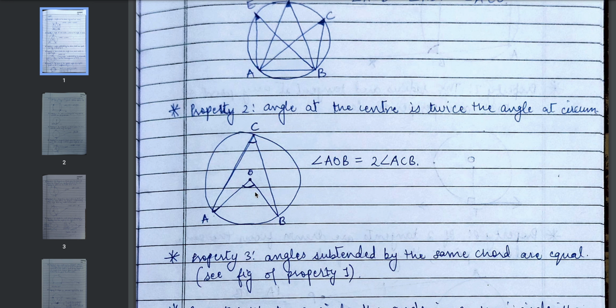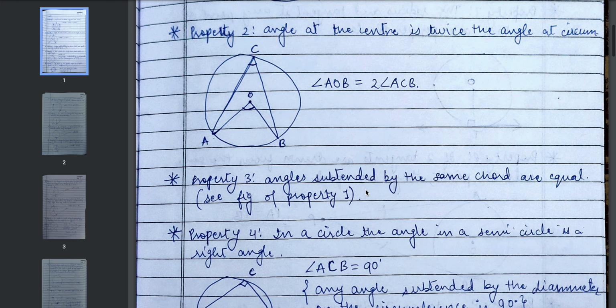So these angles, how are they related? They are from the same chord, of course, but if you see the property here, angle at the center is twice the angle at the circumference. So meaning angle at the center is the bigger angle, and it will be 2 times the angle here. So meaning AOB is equal to 2 ACB angle.